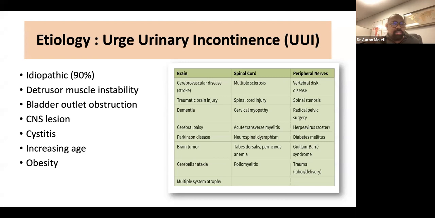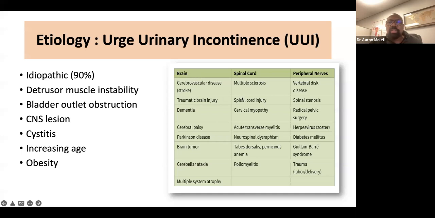So they could be having some detrusor muscle instability, they could have bladder outlet obstruction, they could have central nervous system lesions, cystitis, could be interstitial cystitis, could be chronic cystitis, increasing age. Obesity again appears, obesity is usually a problem, right? And then there are other diseases that can predispose one to having urge urinary incontinence.